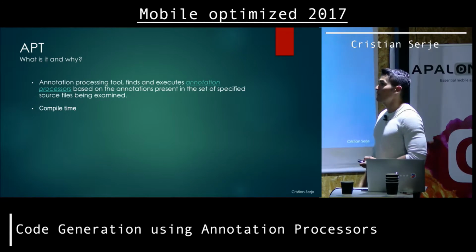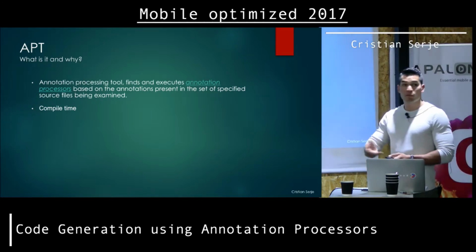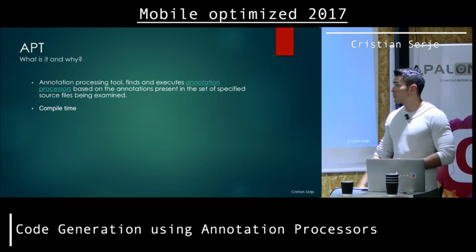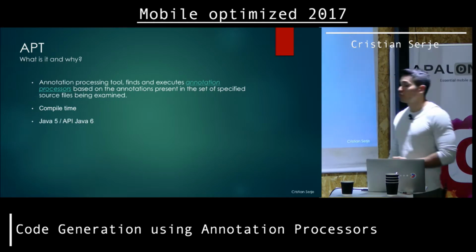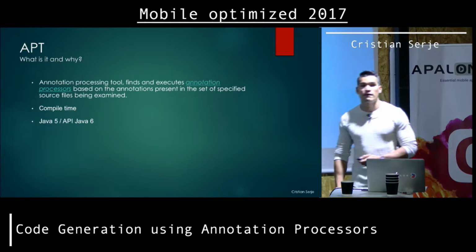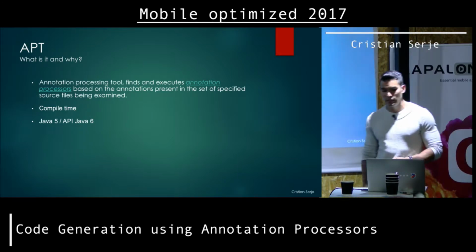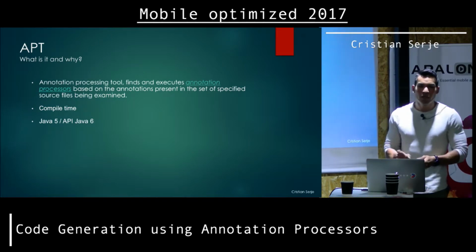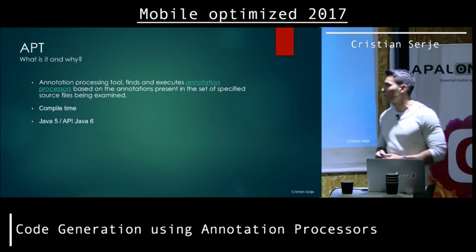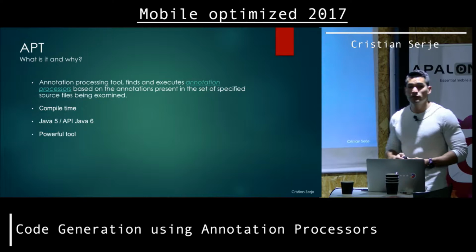So everything happens at compile time. As I said before, you will know how it works. Whenever you're compiling your application, you don't have to worry about any runtime cost because it's not using reflection. It was introduced in Java 5, but it was not quite ready, and the real rich API came with Java 6, I think in December 2006. So yeah, it's a really powerful tool.